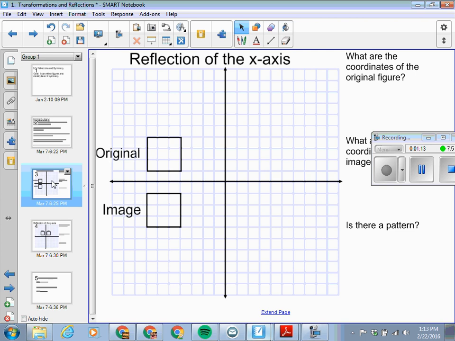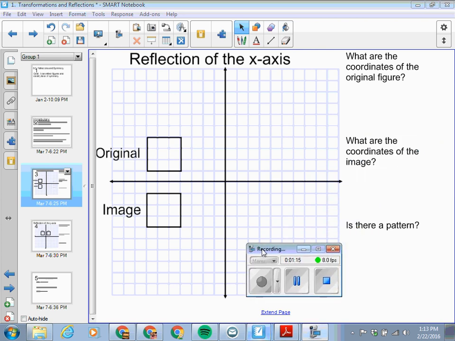So we're going to start by reflecting this square across the x-axis. So we're going to start by naming the coordinates of the original figure. So I'm going to go ahead and place 4 letters here for each vertex, A, B, C, and D. So we're going to name the coordinates first. So point A is at negative 7, 4.